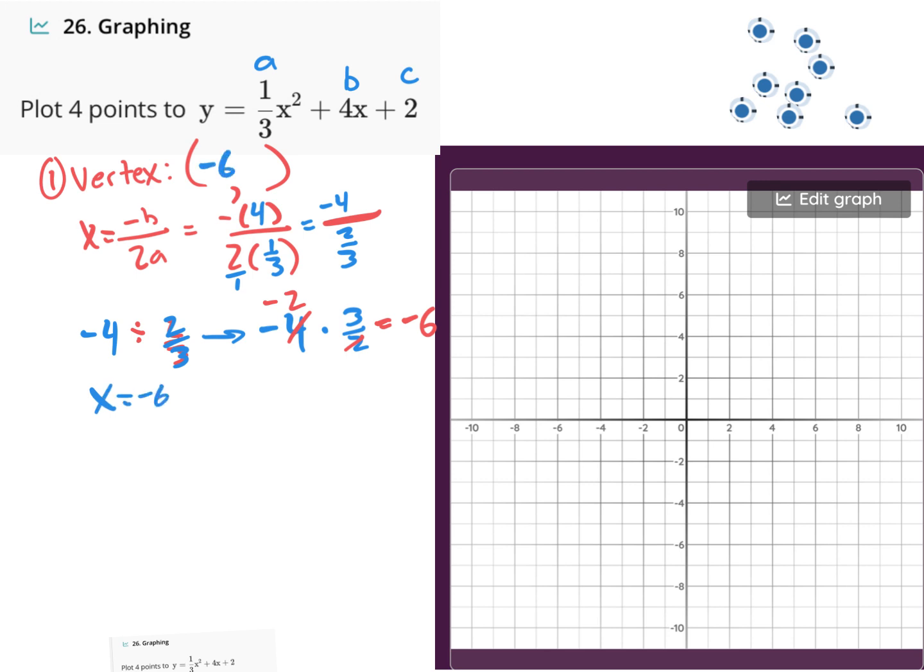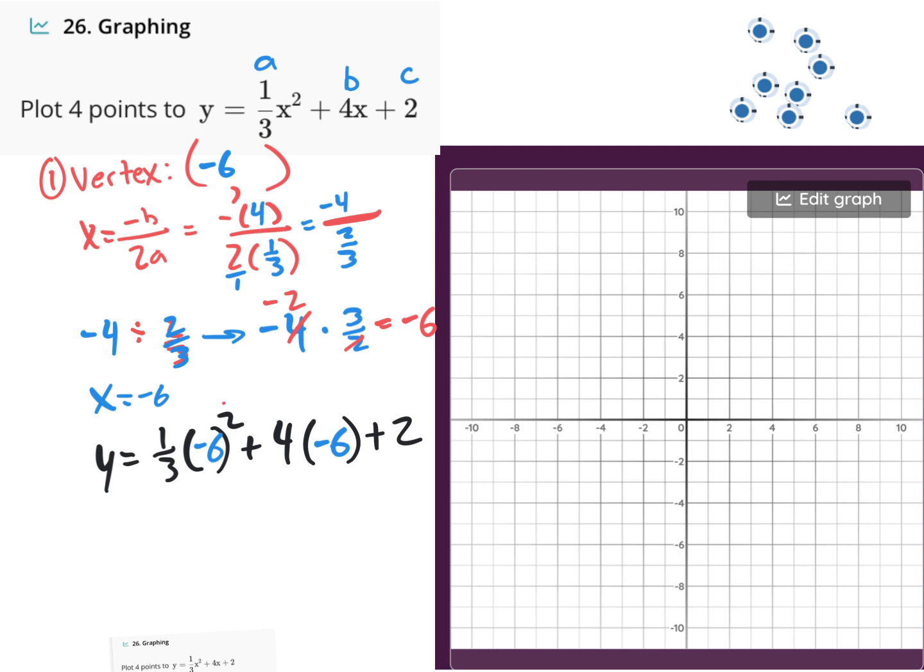Now you still need the y. You simply plug that x value of negative 6 into the x's, and then you do the math and you'll find the y. So I would rewrite this with parentheses. It reads y equals 1/3 x squared plus 4x plus 2, right? But instead of x, I put parentheses. Now we could safely plug in that x value of negative 6 right in there. And then when you do the math, you could type it all into the calculator, and the calculator will do the work for you. It'll tell you the y value of the vertex.